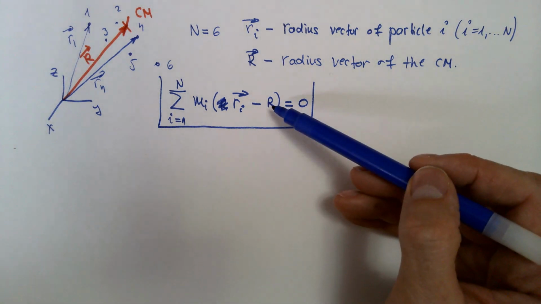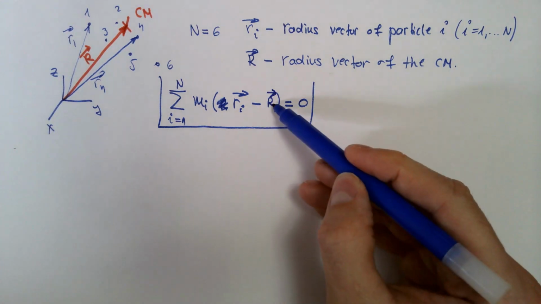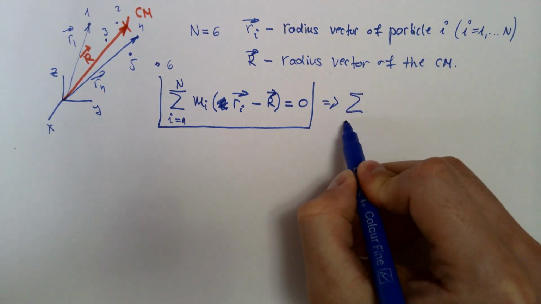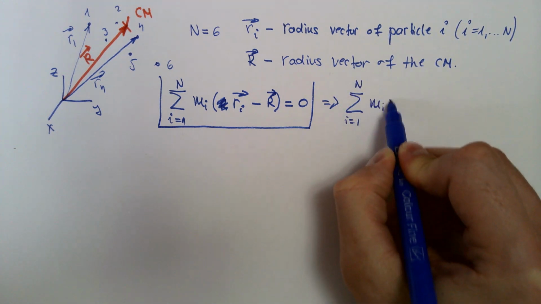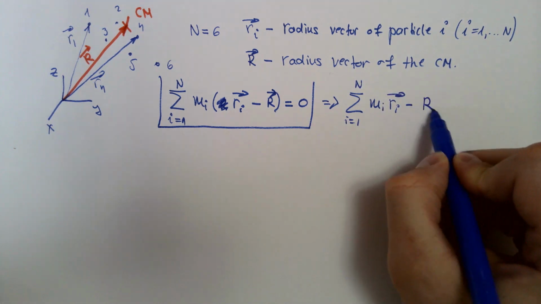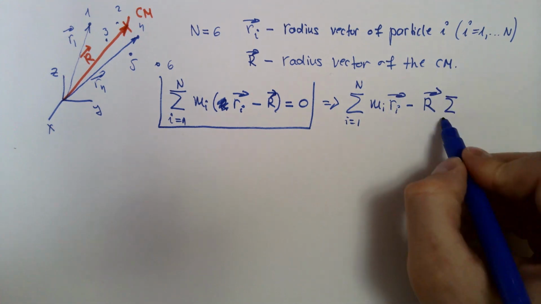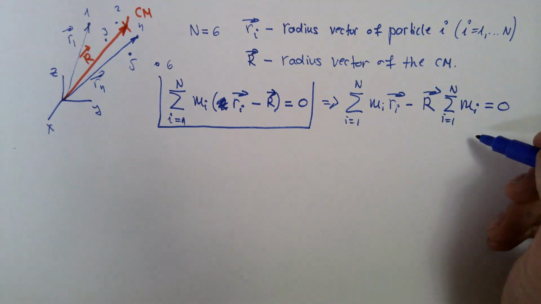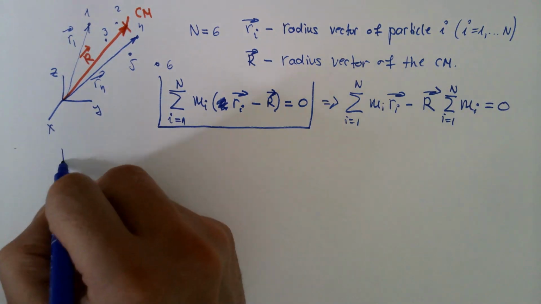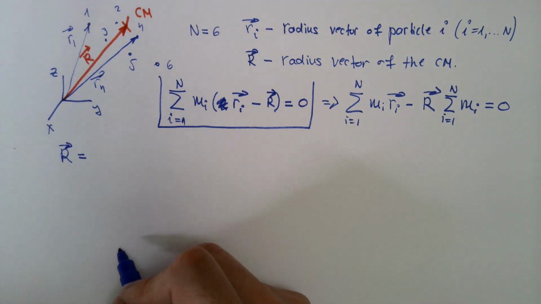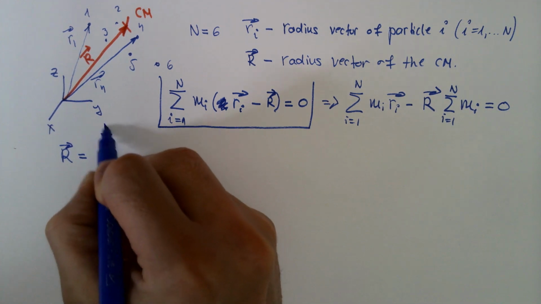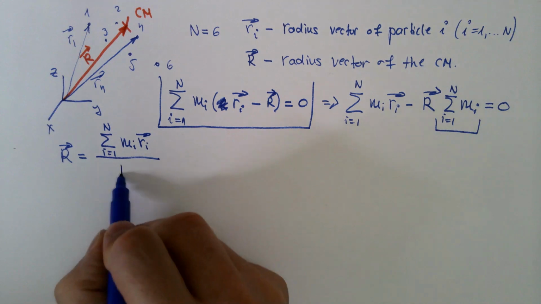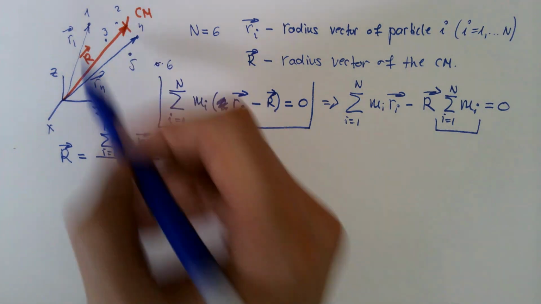And it will be clear why this is the definition of the center of mass once we express this equation in terms of capital R. So to do that, we see from here that we can write the sum when i goes from 1 to n of mi ri minus R, because R is not indexed, so it can go in front of the sum, the sum from 1 to n of mi, equals 0. Or, solving this equation for capital R gives us the sum of mi ri from i equals 1 to n, divided by the sum of all masses, and I will call it capital M, because this is just the sum of masses of all these particles.